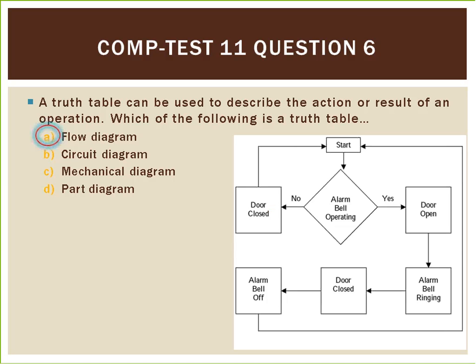Answer A is the best answer because the flow diagram works through a process and shows the results of an operation. Answer B is incorrect because the circuit diagram is a diagram used for simplifying conventional representation of an electrical circuit. C is incorrect because the mechanical diagram is a diagram used to simplify mechanical function for machinery. Answer D is incorrect because the part diagram is a diagram used to simplify a part.